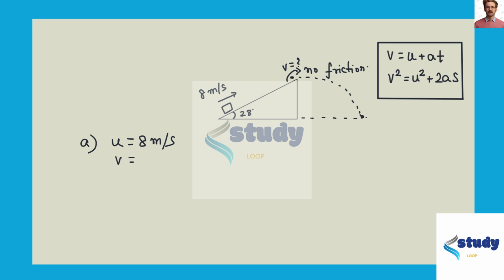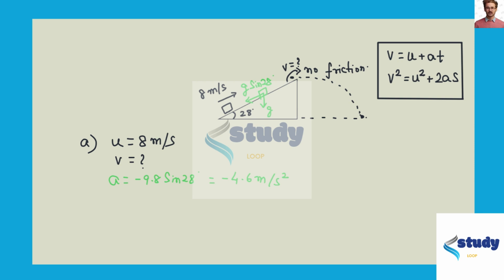So basically we have to get v first, and any object on this inclined plane will be retarded because of the component of gravity. The acceleration due to gravity is g, and its component along this inclined plane is g sine 28 degrees. So a is minus 9.8 times sine 28 degrees. When we multiply 9.8 with sine 28, we get a as minus 4.6 meters per second squared.